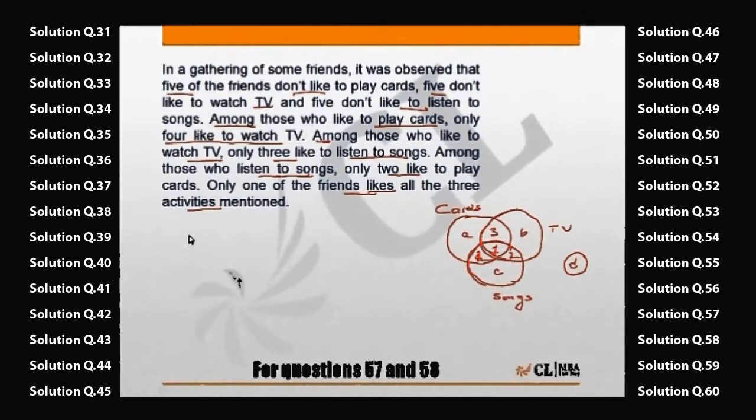Now let's try to write it down. We know that 5 of the friends don't like to play cards. So the friends who do not like to play cards are B plus 2 plus C plus D. So we can say B plus C plus D plus 2 should be equal to 5. Similarly, the next thing is 5 of the friends don't like to watch TV. So not wanting to watch TV will be A plus C plus 1 plus D. So A plus C plus D plus 1 is equal to 5.